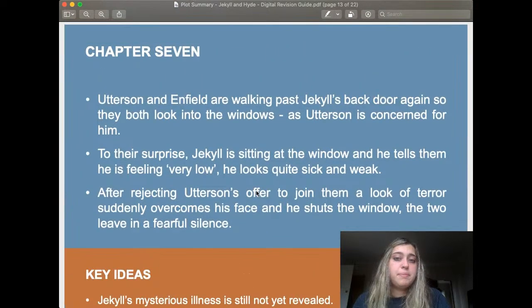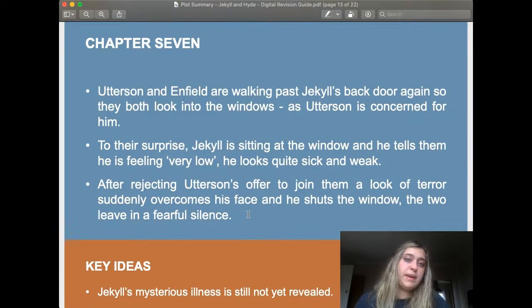They go back to the back door and they look into the windows and they find Jekyll up in the window. I quite like this scene where he's just kind of mysteriously there and he just looks very depressed, very ill, very weak. And he suddenly feels panicked and shocked and then runs back inside and they just don't hear from him.